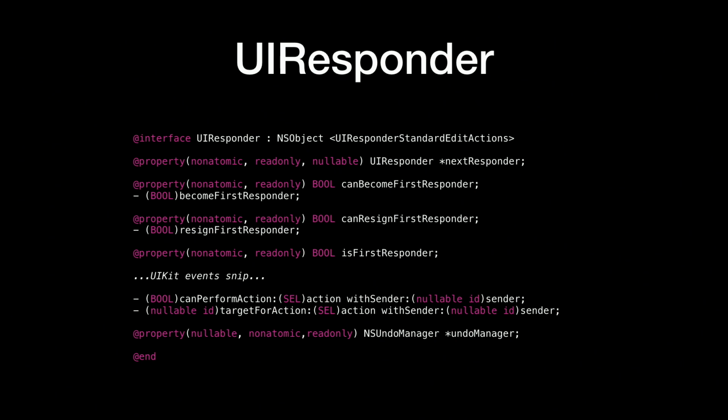So here's the Objective-C header for UIResponder. We have a next responder object, since it's a chain, canBecomeFirstResponder, canResignFirstResponder. There may be some instances where you don't want an object to stop being the first responder. And then isFirstResponder. If you notice, all of those are read-only, so you have to use the system APIs. You can't override those properties.